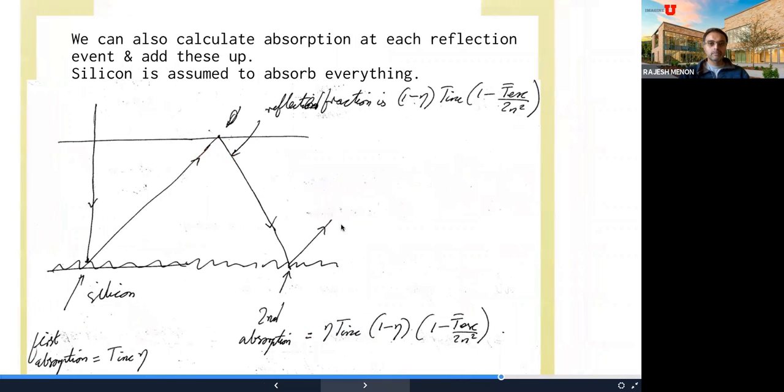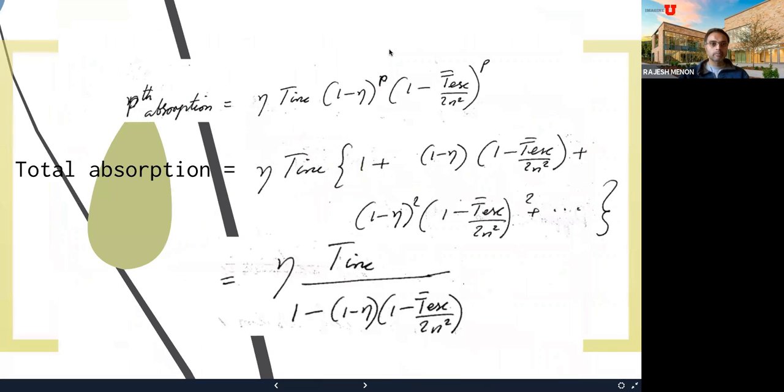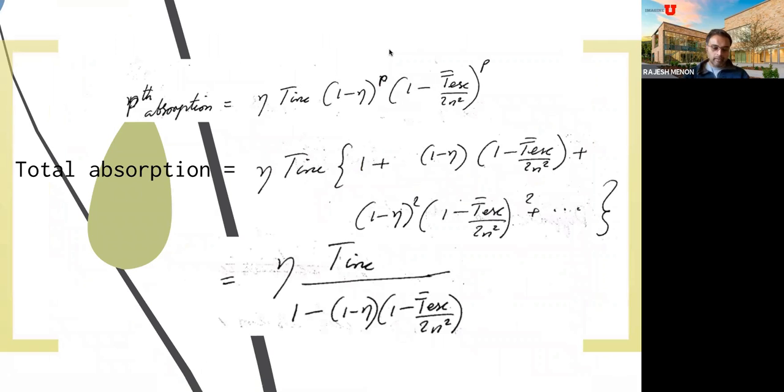But this is a very simple geometric series, which you all know how to solve from high school math, right? I can write the pth absorption event by this term, where I have this power p. And these, remember, these things are less than 1. So every time you raise it to a power, it's a very small number. At some point, these numbers go asymptotically to 0. And I can write down the total absorption in the solar cell or the silicon to be the sum of all the absorption terms.